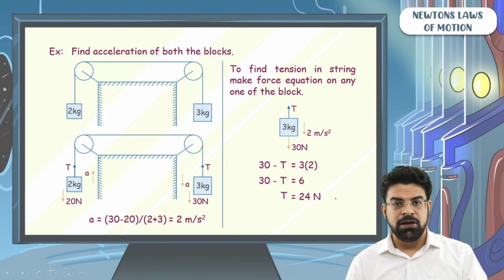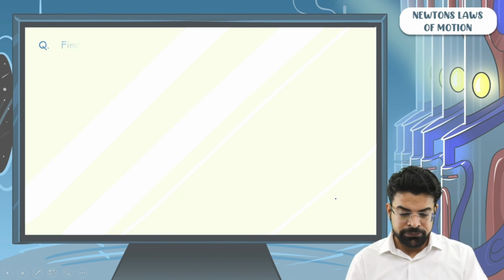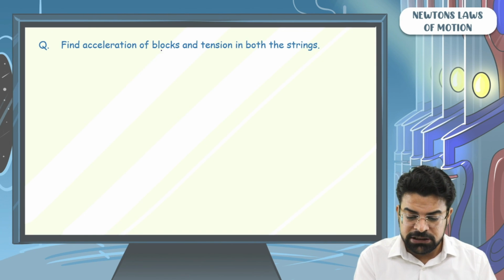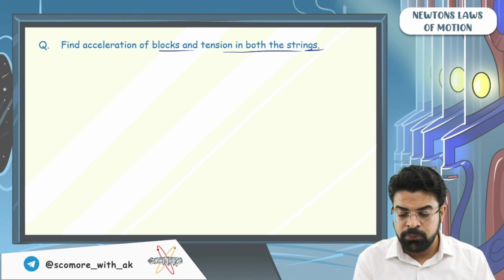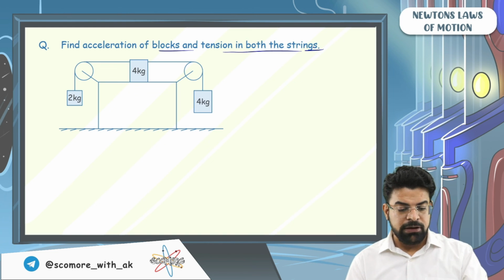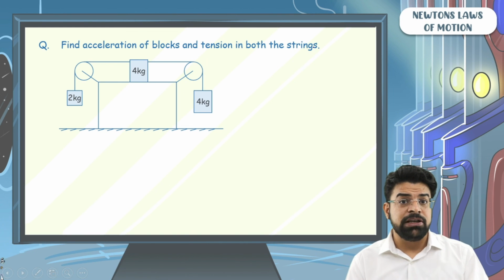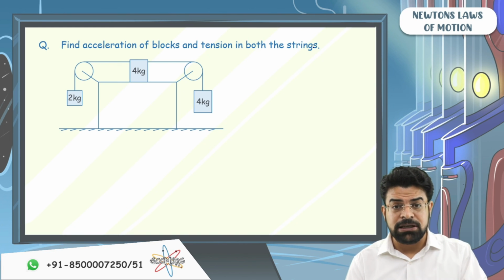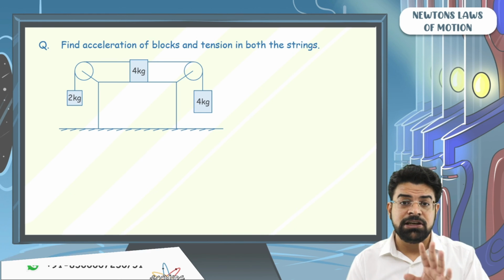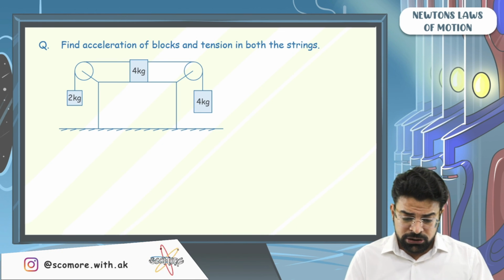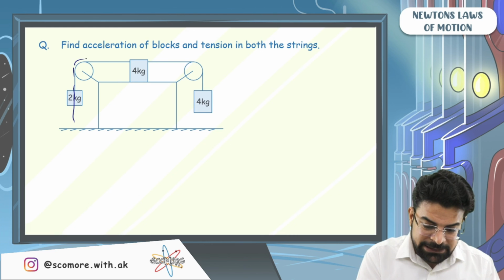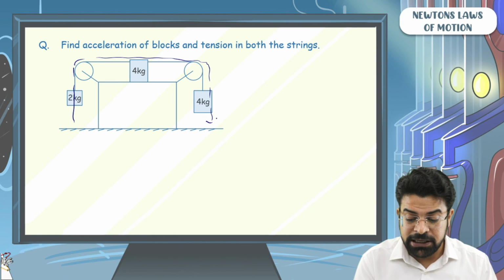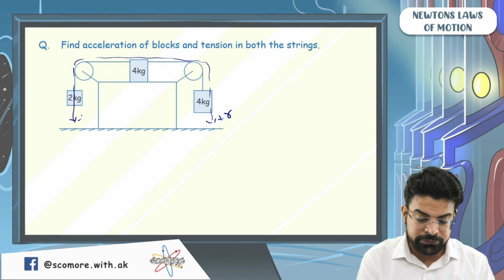Easy. Let's practice one more question. Find the acceleration of block and tension in both the strings. So here we have got 3 blocks and we have got 2 strings. We need to find the acceleration of the system as well as the tension in both the strings. So again, assume an axis along the string. The name itself is equation along the string.